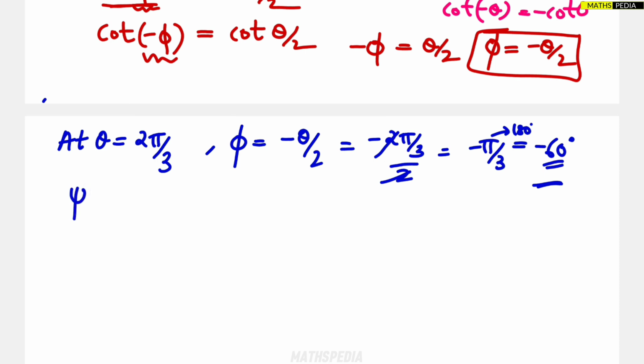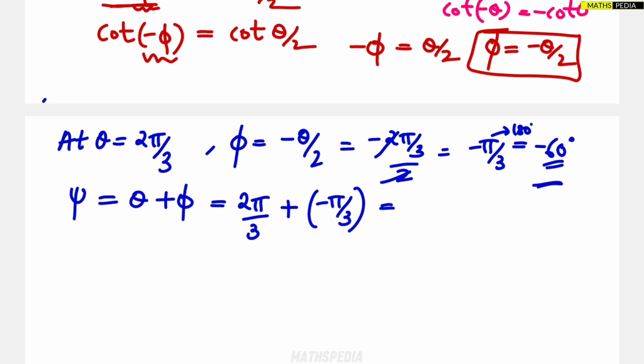Now the next step is to find the slope of the tangent. For that we need psi. Psi is equal to theta plus phi. Now what is the theta value? It is given in the question, 2 pi by 3, plus the phi value we got just now, which is minus pi by 3. So it is a subtraction; 3 is the common denominator. So 2 pi minus pi is equal to pi by 3. Again pi by 3, but here it is positive 60, so 180 by 3 is 60 degree. Done.